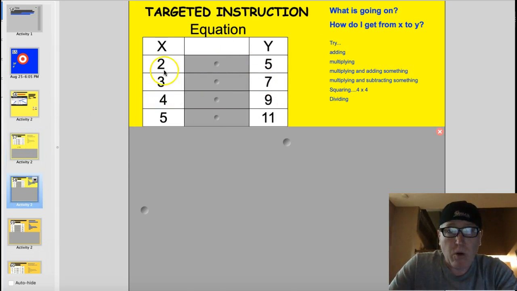All right, we're going from 2 to 5, 3 to 7, 4 to 9. So the first thing I'm thinking is plus 3. 2 plus 3 is 5. That works. 3 plus 3 is not 7. That didn't work. So let's try multiplying. 2 times 2 is nothing. I can't get to 5 multiplying.